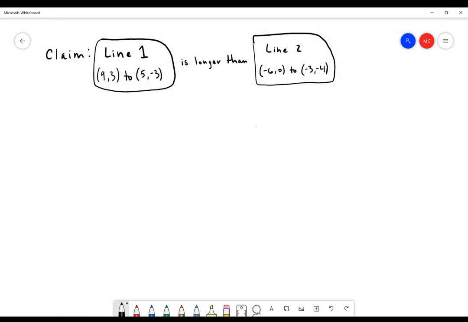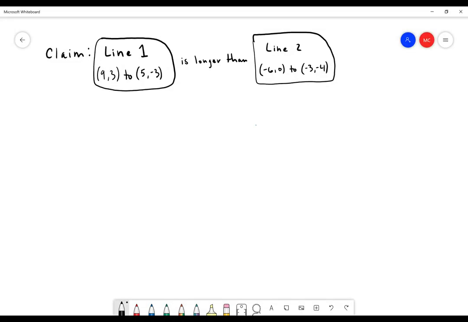This claim says that line 1, which goes from (9, 3) to (5, -3), is longer than line 2, which goes from (-6, 0) to (-3, -4). First thing I need to do is find the distance of line 1, so I'm going to do that by plugging these points into the distance formula.